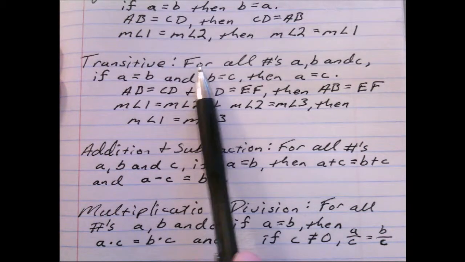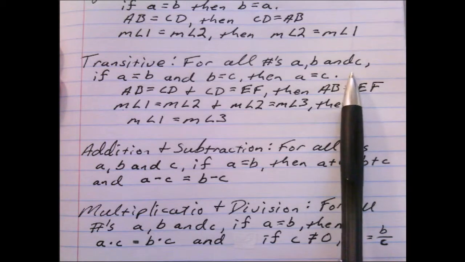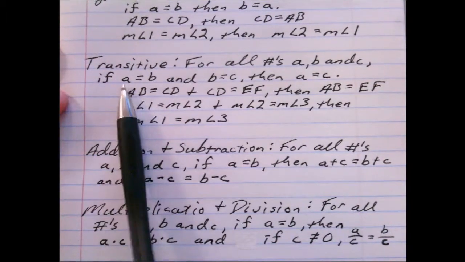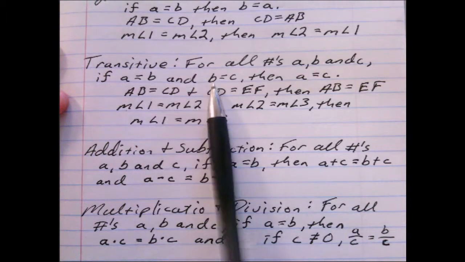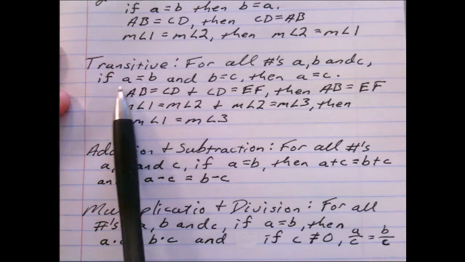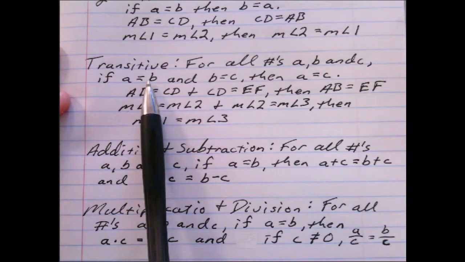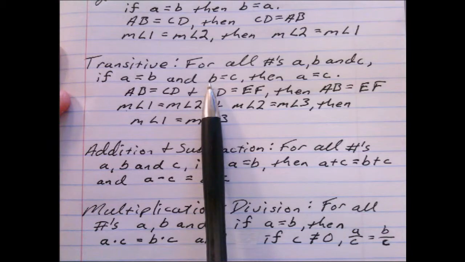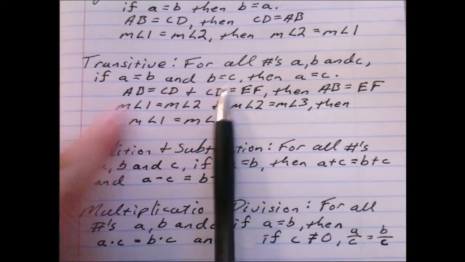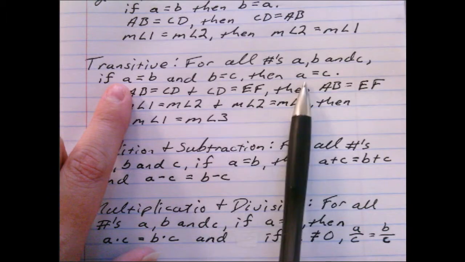The transitive says for all numbers A, B, and C, so now we're working with three things. If we know that A equals B and B equals C, then we can say that A equals C. So if you notice here, we took the beginning. We have the same thing here at the end as we start with here, and then the ending. So we just cut out the middle and said that A equals C.